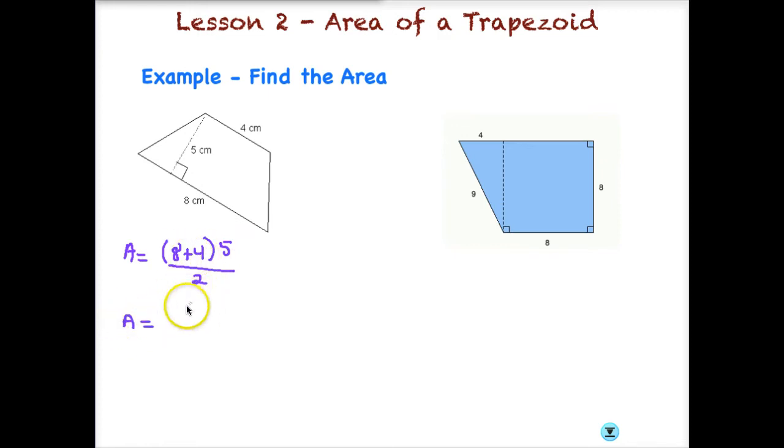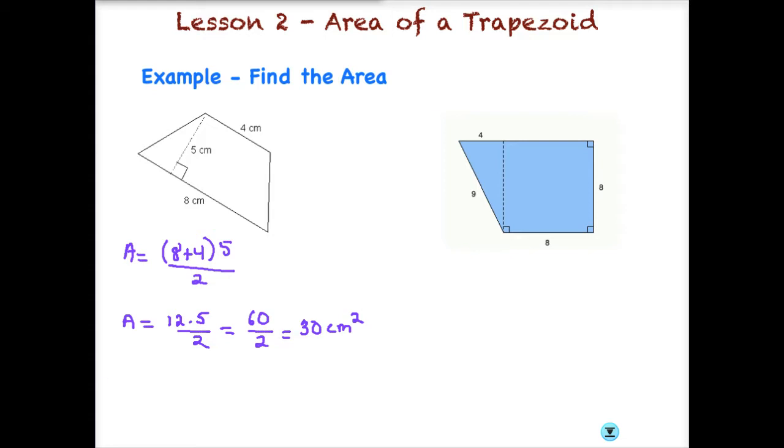So I'm going to do that parentheses first and get 12 times 5 divided by 2. Since now all we have is multiplication, order doesn't really matter. I could divide 12 by 2 and then multiply by 5, or I could do 12 times 5 and then divide by 2. I'm going to go ahead and simplify my numerator just to keep it simple, and I'll get 60 divided by 2, which then gives me 30 centimeters squared. And it's that simple. So let's look at this second example.